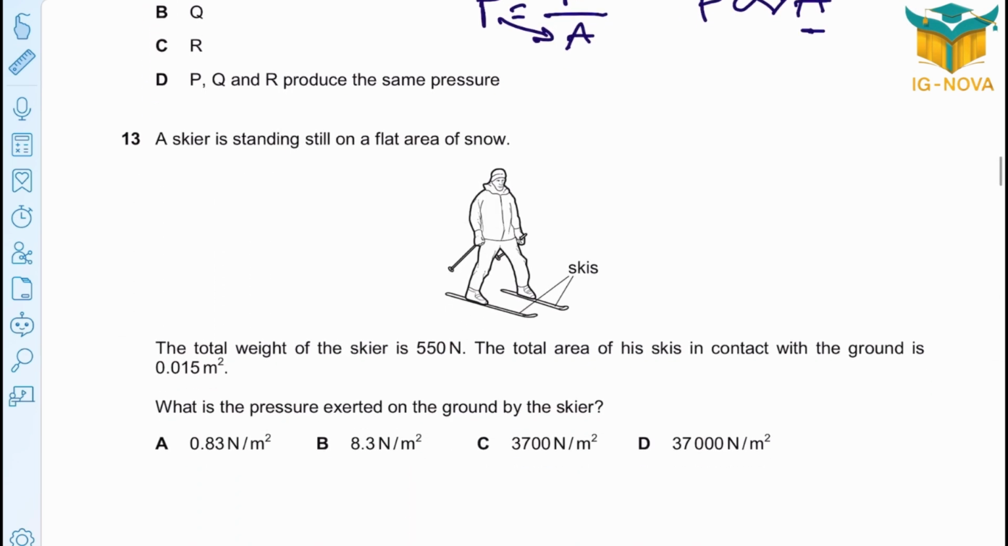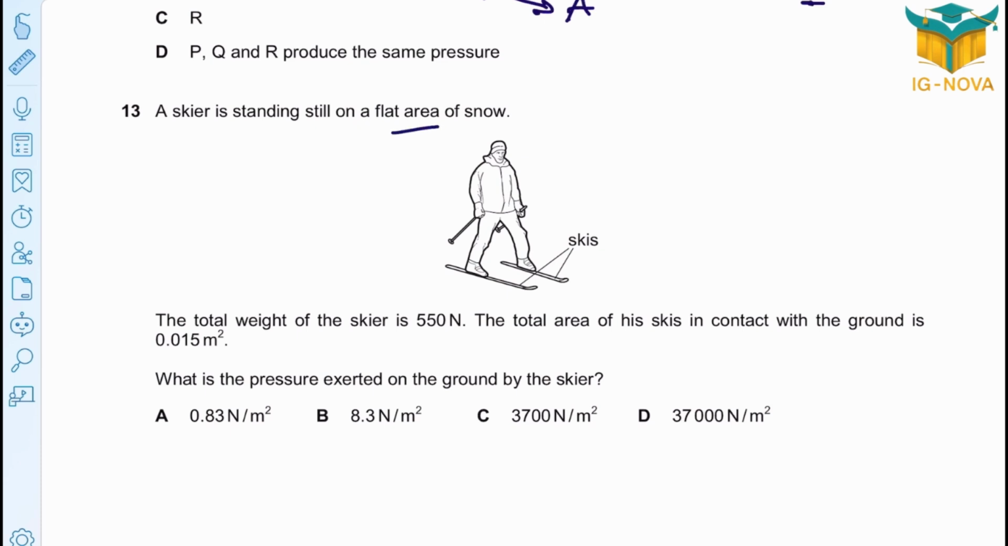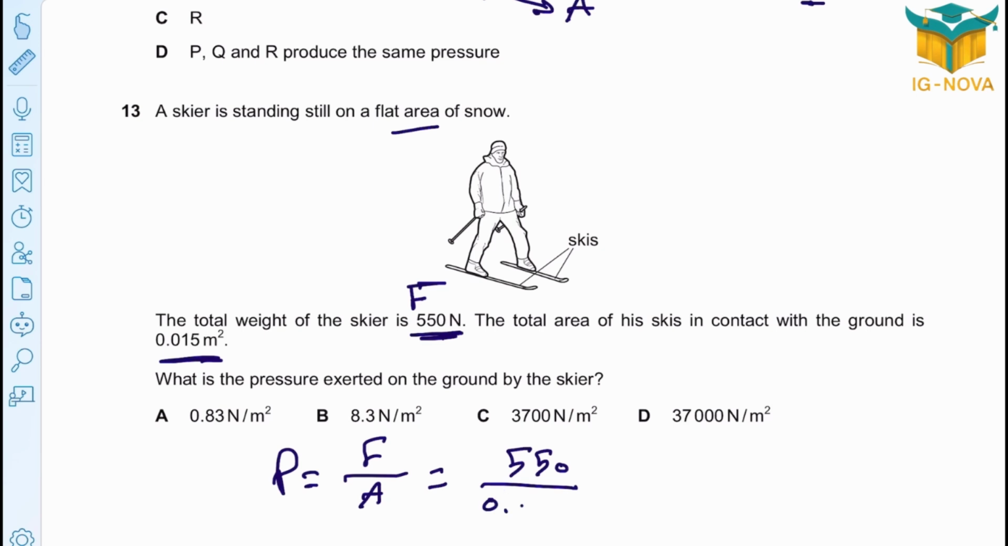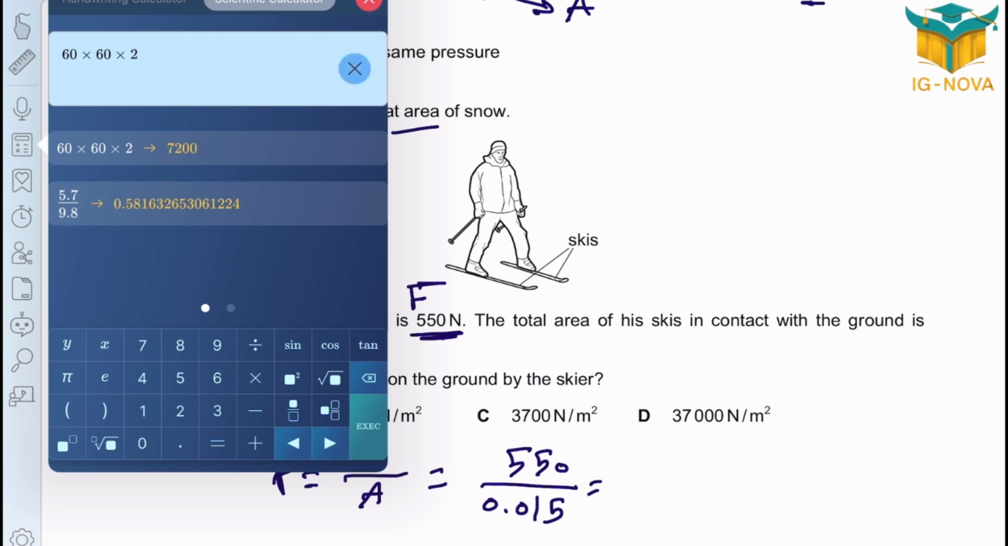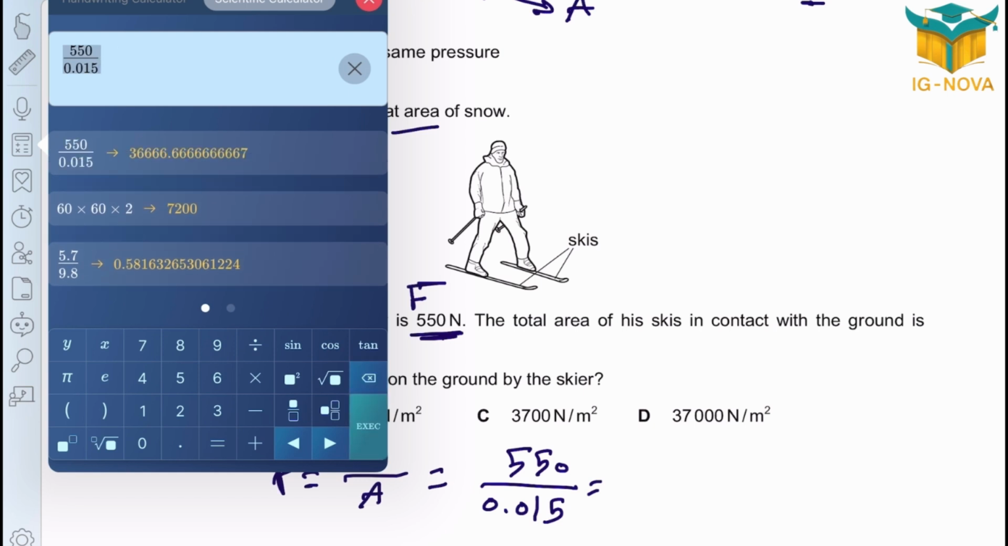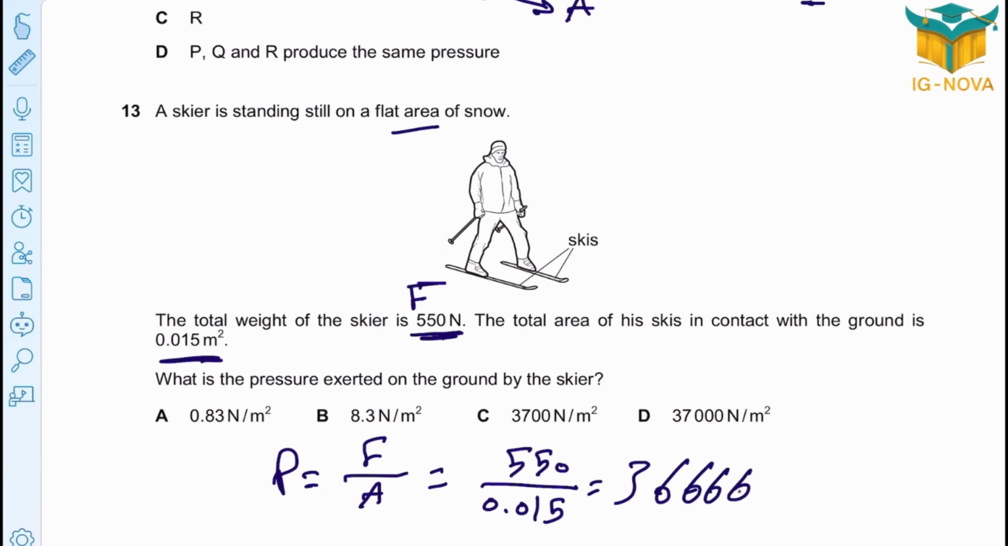Option A. Question 13. A skier is standing still on a flat area of snow. The total weight of the skier is 550 newtons. This is the total weight, the force. The total area of his skis in contact with the ground is 0.015 meters squared. What is the pressure? Pressure rule, force over area. Substituting numbers, 550 over 0.015. By using the calculator, the answer is 36666. So 3 and 4 sixes here. By rounding, it's 37,000, option D.